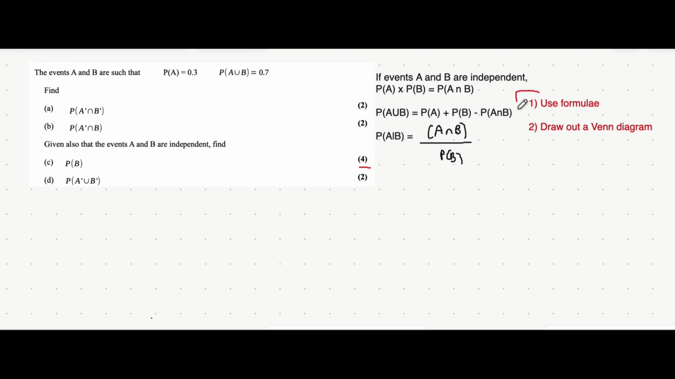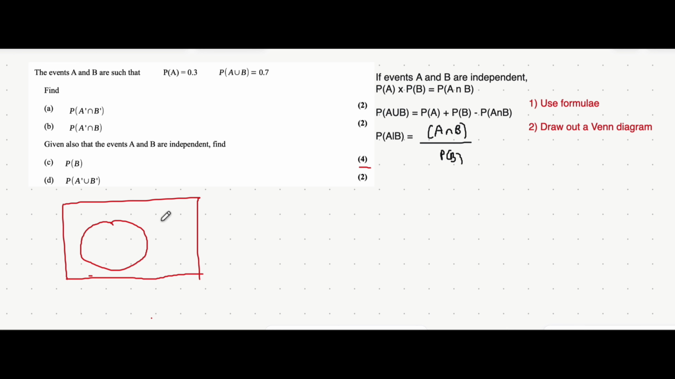So I've written out a sort of step-by-step process that you should use. You either use the formulas, or if you can't, then you want to draw a Venn diagram. So the probability of not A intersect not B. To find that, let's draw out a Venn diagram actually to help us visualize things.